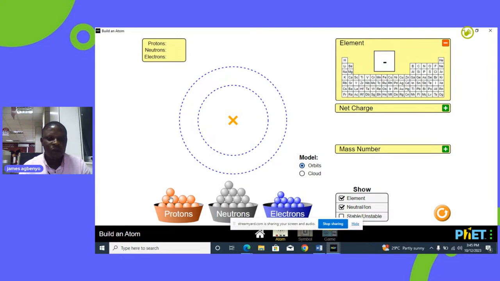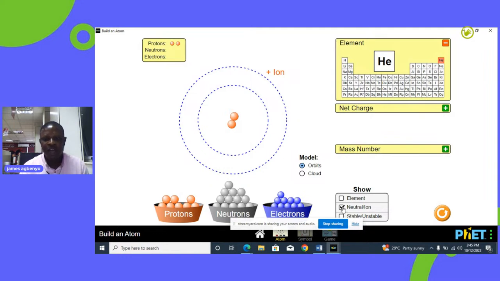When you drag one proton into the atom, it tells you which type of atom that is. Is it hydrogen? Does the atom belong to hydrogen? Or which element? You can decide to add another one, and immediately it tells you it's helium. You can control that by hiding the type of atom or the type of element that the atom belongs to.